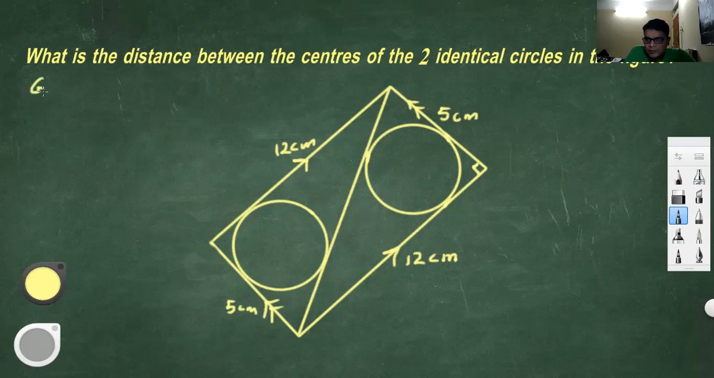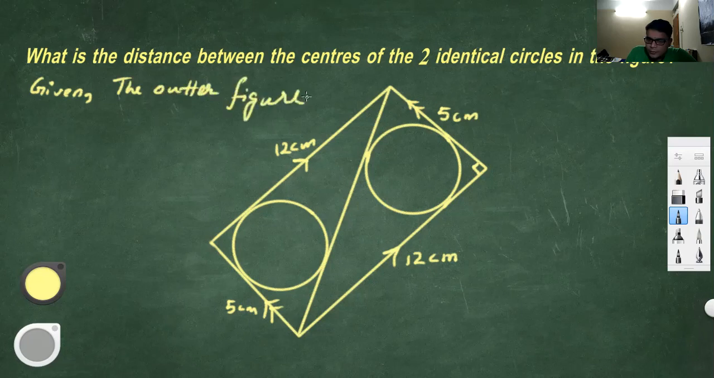So first we need to state that the given outer figure is a rectangle, isn't it? We observed it from what they have annotated in the figure, isn't it? So from looking at that, we deduced that it's a rectangle. And with that, let's now get into the problem.